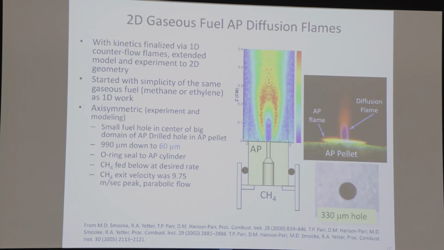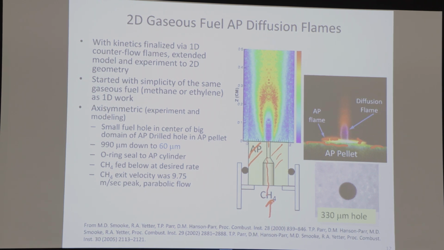Then to increase the complexity, here's one example of what was done to get a 2D gaseous fuel AP flame. That AP crystal was taken and a small hole was drilled through it. Now the methane is flowed through that small hole. What you're starting to see here experimentally is, here's the AP pellet, and this region out here is burning. This is the monopropellant flame that's sitting above the AP surface.